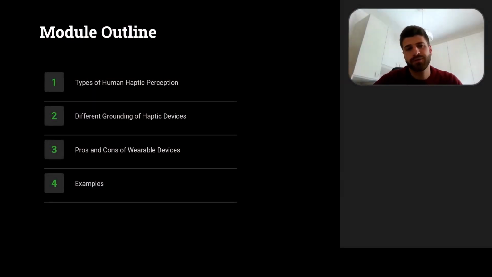In particular, we are going to first focus on the two different types of human haptic perception, which are the kinesthetic and the cutaneous one, because these two perceptions are strictly correlated with the type of grounding of a haptic device that you may desire in order to provide a different kind of feedback. Then we are going to focus more on the disadvantages and advantages of the wearable devices compared to the desktop ones, and then we're gonna see some examples of different haptic interfaces related to their application.